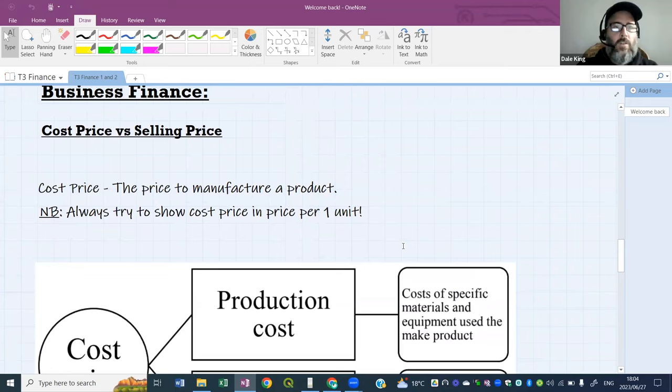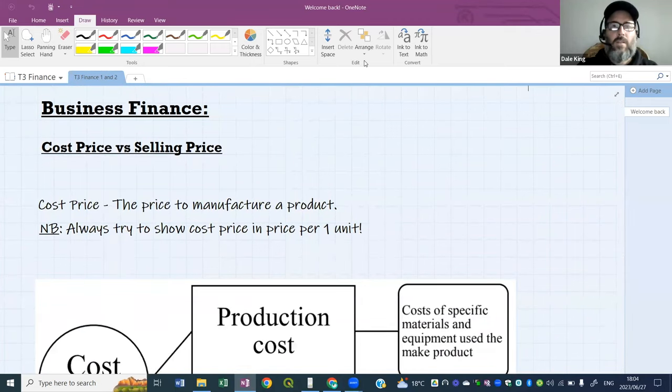Right, so we're going to be looking at cost price versus selling price. Now, important things to remember. Don't look at the diagram below. Just try and ignore that for a second. There's two lines here that I want you to have a look at.